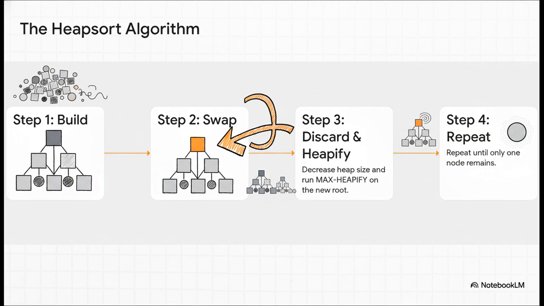First, you take your messy data and build a max heap. Then you just start a loop. You swap the largest item at the very top with the very last item in the heap. Then you mentally remove that last item, it's now sorted. And you run our max heapify procedure on the new top element to fix the order. You just do that over and over again until the whole thing is sorted. Let's see it in action.